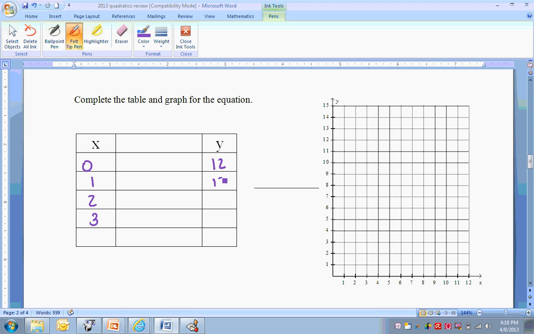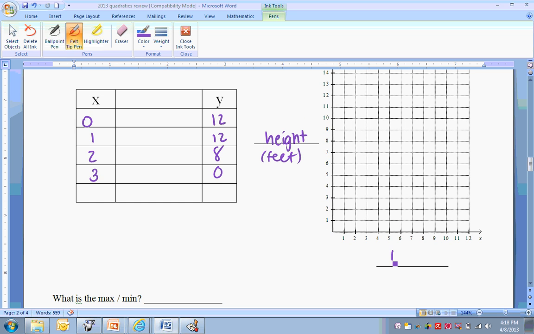And the y values were 12, 12, 8, and 0. And then remember, our y values are our height, and they're in feet. And our x values are in time, and that's in seconds. So my first point, at 0 seconds, he's at 12 feet in the air. At 1 second, he's also at 12 feet in the air. At 2 seconds, it's 8 feet in the air. I apologize. I am really scatterbrained. And then at 3 seconds, it's at 0 feet, so it's back on the ground.